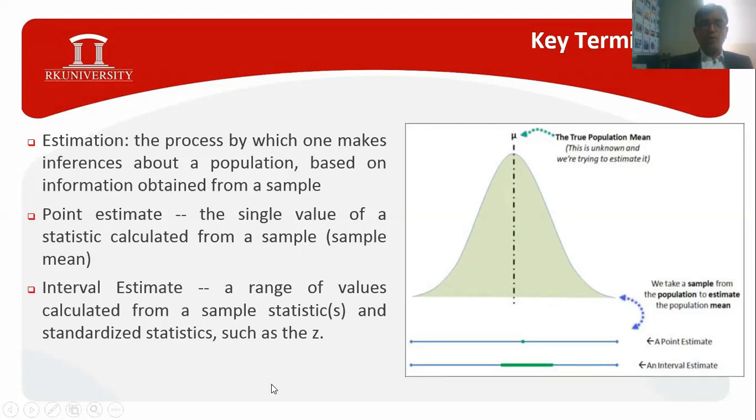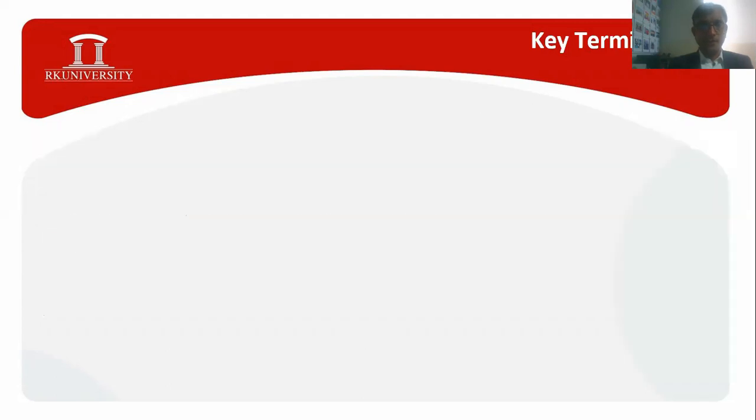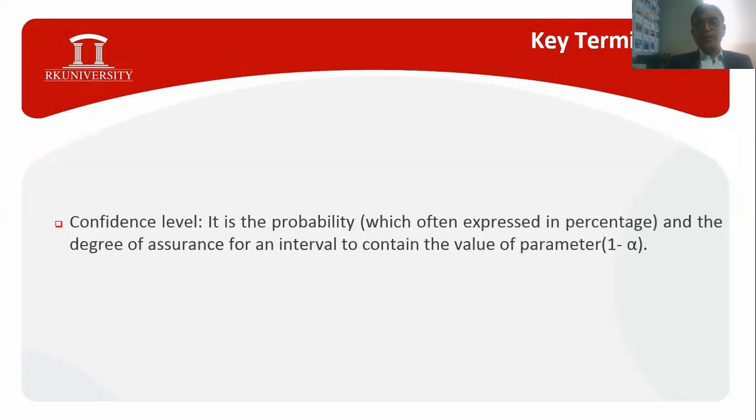So you will get more clarity once we discuss one example. But before that, let us understand, I have referred to confidence. So let us understand what we mean by confidence level and confidence interval. So first, what is confidence level? It is nothing but a probability, often expressed in percentage, a degree of assurance for an interval to contain a value of a parameter.